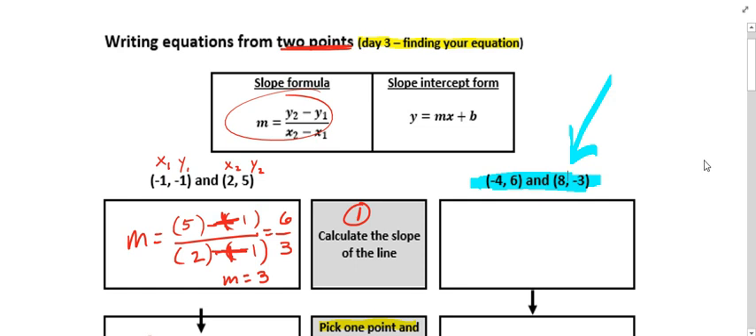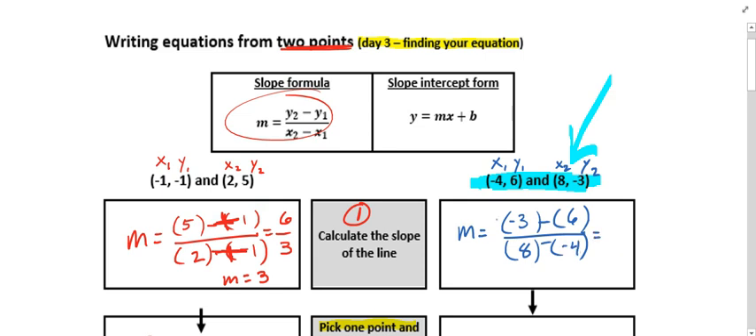Okay, hopefully you paused. I'm going to do this pretty quick. Let's use blue because this was blue. First step, calculate the slope of the line. Well, m equals (y2 minus y1) over (x2 minus x1). Plug in the parentheses before we do the numbers. Y2 is -3, Y1 is 6, X2 is 8, and X1 is -4.